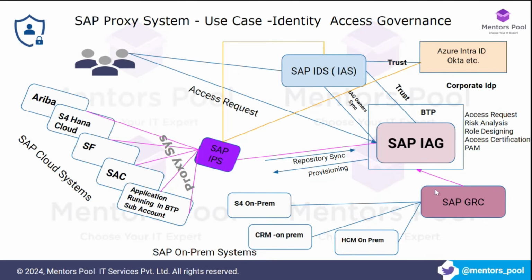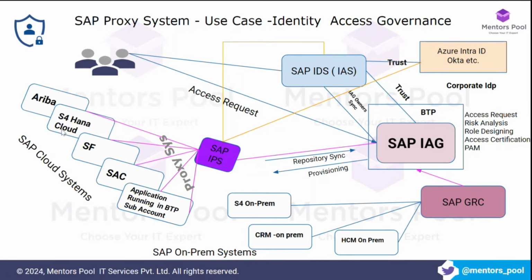SAP planned to create a connector for each cloud solution in GRC. But when the cloud came, they thought, let's develop software as a service for access governance as well. Then they stopped developing the connectors for each cloud system in GRC. They said one thing you can do: use GRC for on-premise systems, and separately use IAG for cloud systems.